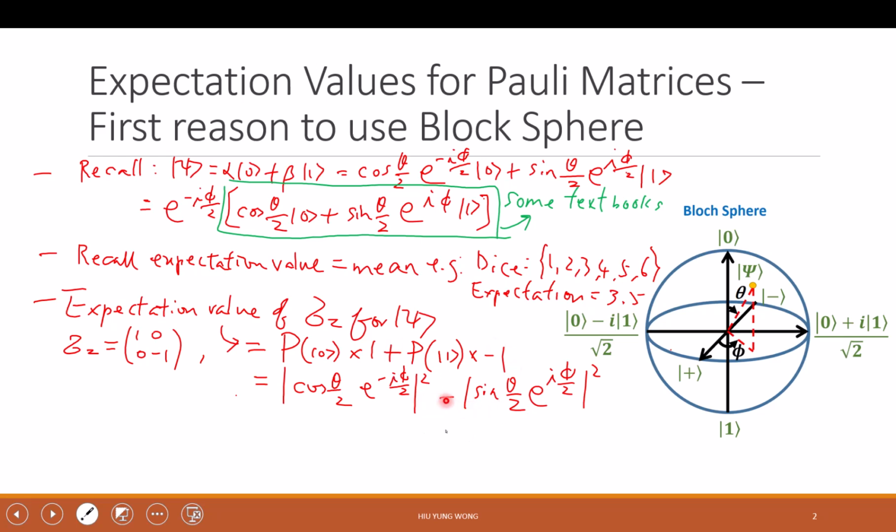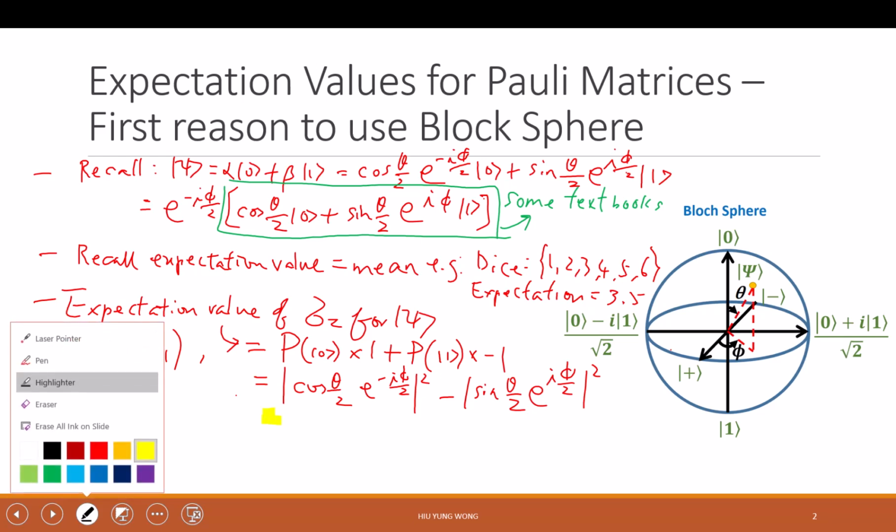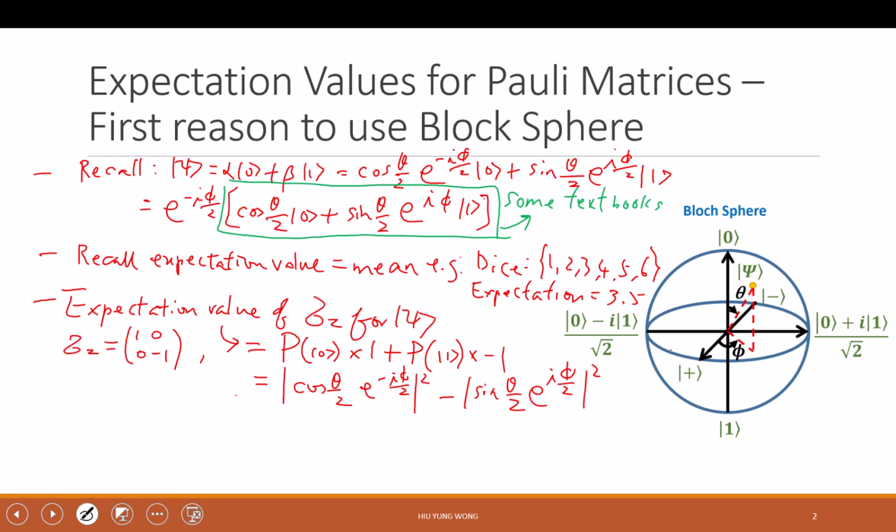I hope that you don't think there's something special just because the eigenvalue is -1, right? Okay, so what is this? It's just an identity, right? So this equals cosine squared theta divided by 2 minus sine squared theta divided by 2. Check the trigonometric identity. It is equal to cosine theta.